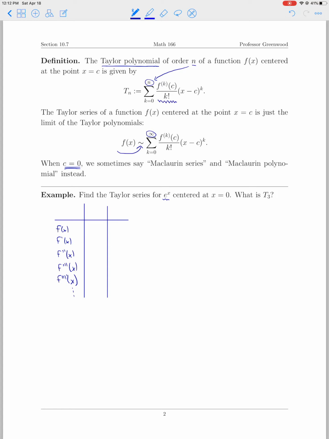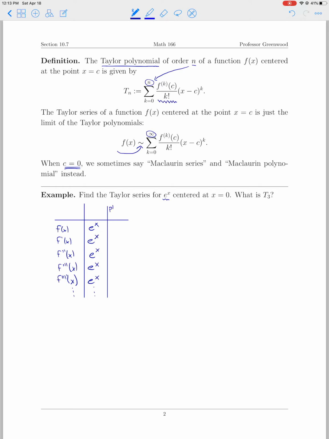And so in this middle column, I'm just going to simplify what the derivatives would be in terms of the function. And so if I take one derivative of e to the x, I still get e to the x. If I take two derivatives, I still get e to the x. If I take three derivatives, I still get e to the x, and so on forever. And so this table was pretty boring, but I want to structure things this way because in the future it'll be helpful to have tables like this.